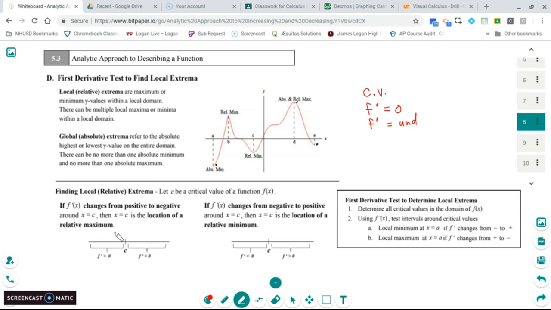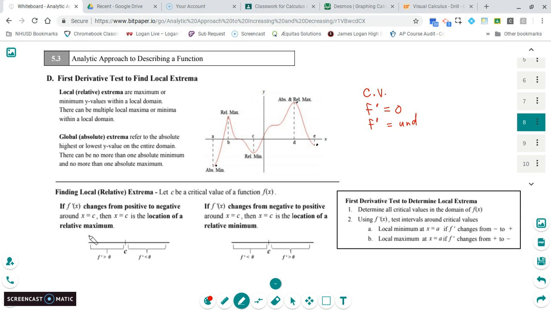So if we locate those, then we can test around that to find, remember we talked about where a function's increasing or decreasing. So if f prime is changing from positive to negative, so let's say it's positive on one side of a critical value, and c is the critical value, and the first derivative is negative on the other, what does that mean? That means that f is increasing where the first derivative is positive and decreasing where the first derivative is negative.